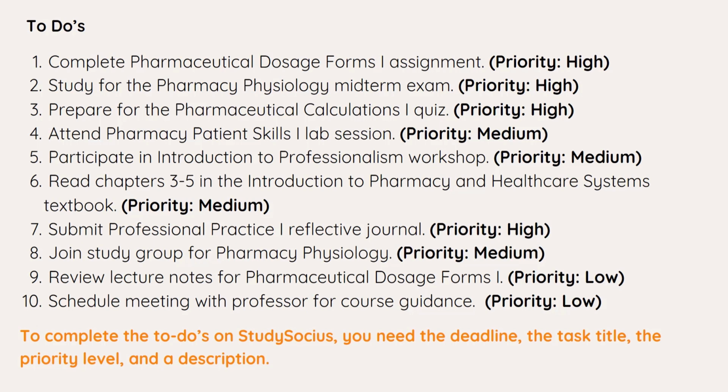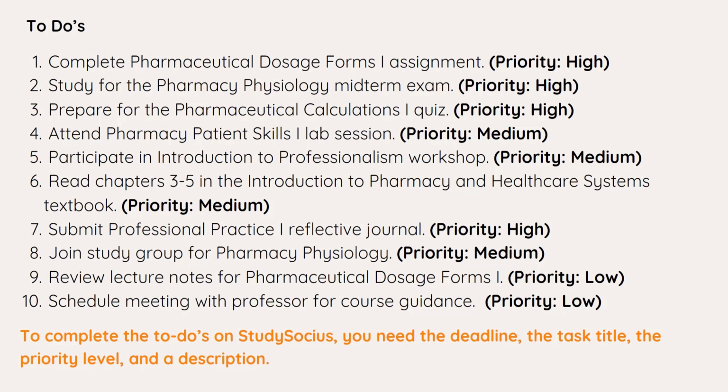So the first thing he wants to accomplish is complete his dosage forms 1 assignment, then study for the physiology midterm exam. He wants to prepare for the calculations quiz, and he's attending patient skills lab. And he also is required to participate in the Introduction to Professionalism workshop. He's supposed to read chapters 3 to 5 in the Intro to Pharmacy and Healthcare Systems textbook. And he's supposed to submit a professional practice 1 reflective journal, join a pharmacy physiology study group, review his dosage forms 1 notes, and schedule a meeting with a professor for some course guidance. So he has a whole lot going on.